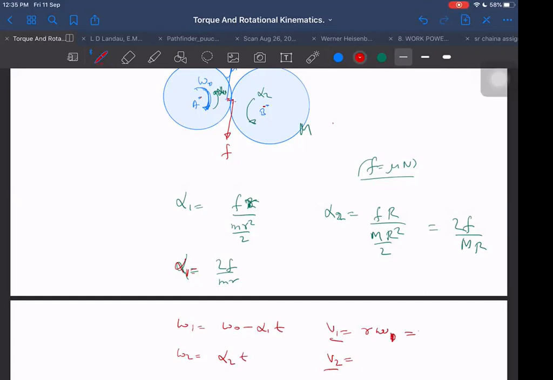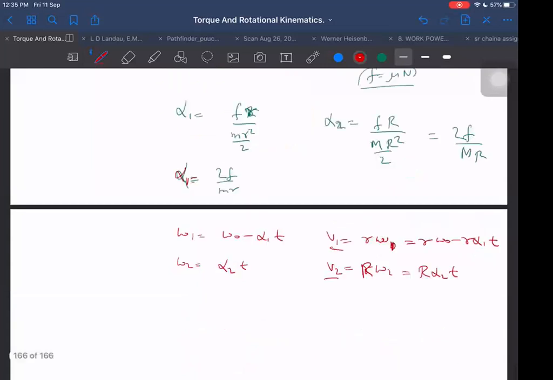V1 will be r into omega 1, that is r into omega naught minus r into alpha 1 into t. And the other one, capital R into omega 2, that is equal to capital R into alpha 2 into t. Let us equate these two, V1 equal to V2. Then I get r into omega naught minus r into alpha 1 into t is equal to capital R into alpha 2 into t. Then I get r into omega naught is equal to small r into alpha 1 plus capital R into alpha 2 into t.